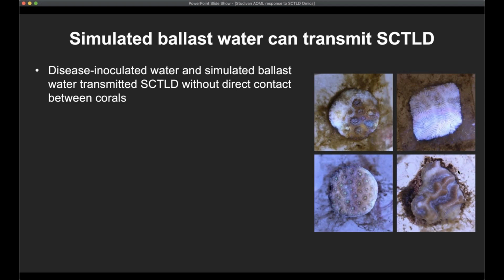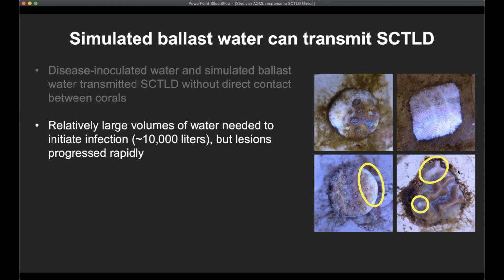transmission dynamics. From this experiment, we found that both disease-inoculated water and simulated ballast water were able to transmit SCTLD, once again without direct contact between diseased and healthy corals. In calculating the amount of water needed to initiate infection, we found it was relatively large, on the order of about 10,000 liters. But once corals showed their initial signs of infection, the lesions progressed rapidly across the coral fragment. In a lot of cases, we'd have a healthy coral one day, and then the next day we'd come in and we'd have a completely bare skeleton, as indicated in that top right photo.